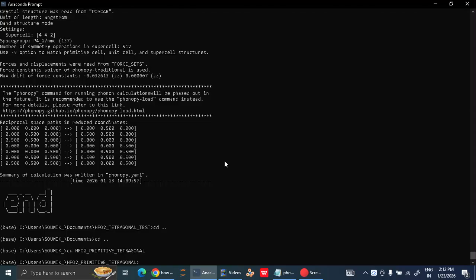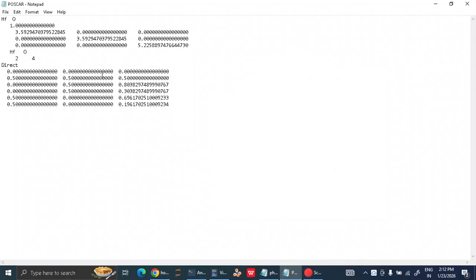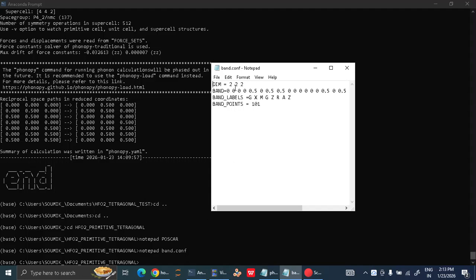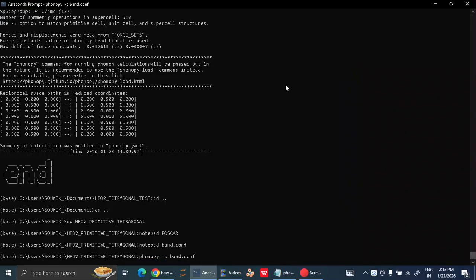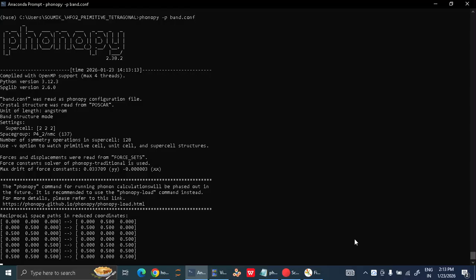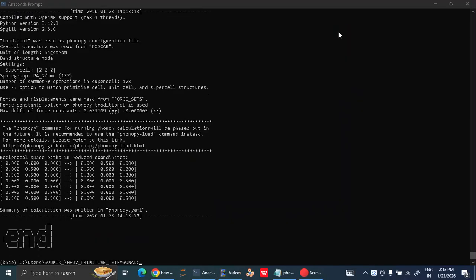Okay, so let's start. So this is my primitive hafnium oxide tetragonal structure. Here I am generating a 2x2x2 supercell from my primitive unit cell. And from the phonon dispersion, it is unstable, so the dynamical stability is unstable, as an imaginary frequency is present here.